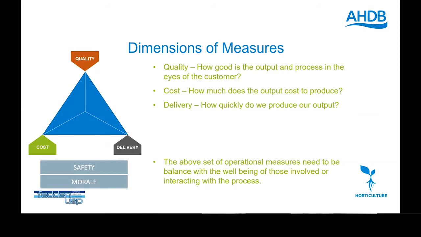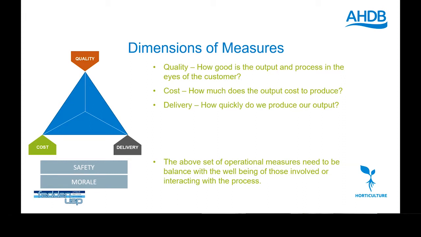So for quality and delivery, they're very much customer expectation based about what's the quality in the eyes of the customer, when does the customer want it. We also think about, in terms of supporting a process, are we also doing these things in a safe way, and are the people doing the work happy in their work? So we always encourage people to think about these very targeted operational measures. Are we balancing them with some understanding of those involved and interacting in the process? Are we being safe? Are people happy in their work? So they're the 5 dimensions we have.